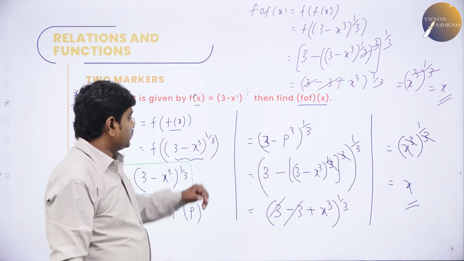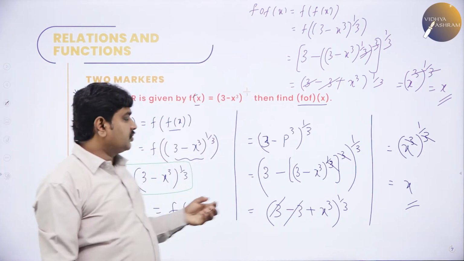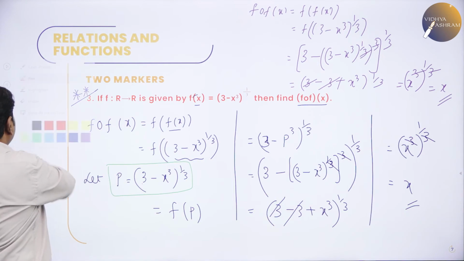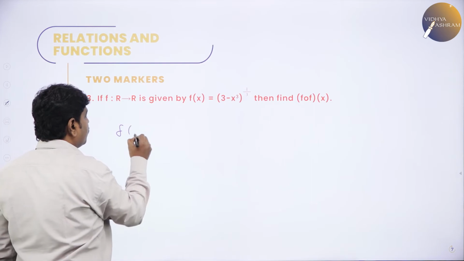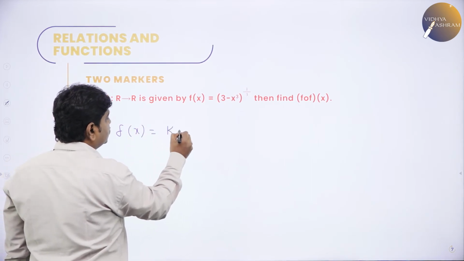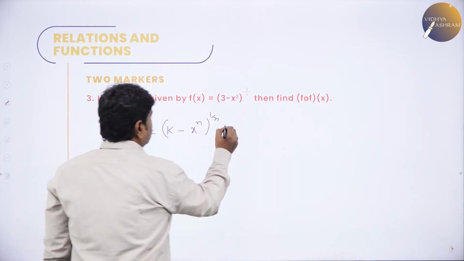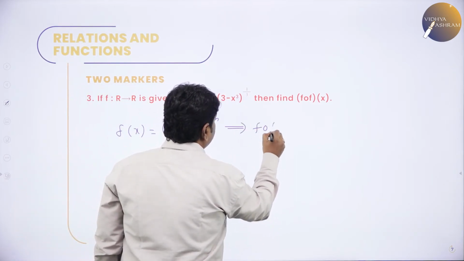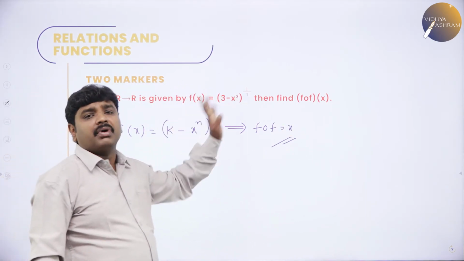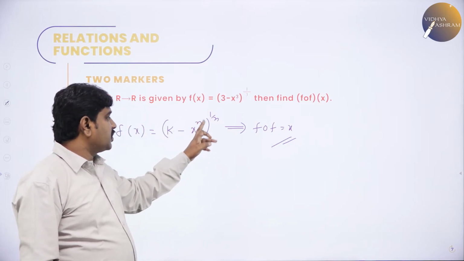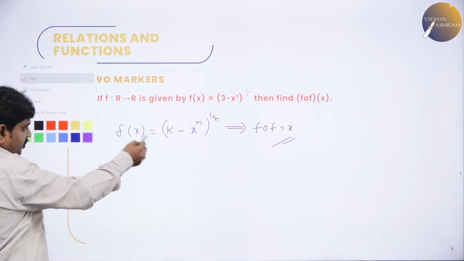If it is very difficult to understand, so what is the method? Assume it as p, because there it appears complex. So, assume it as p and we can conclude. Now just I want to summarize. If f of x is in the form (any constant k minus x power n) whole power 1 by n, definitely your answer FOF will be x. Interesting. K means any constant, n means any number. So, (k minus x power 3) whole power 1 by 3, FOF always gives you x. Now, this is a shortcut that you can use in entrance.